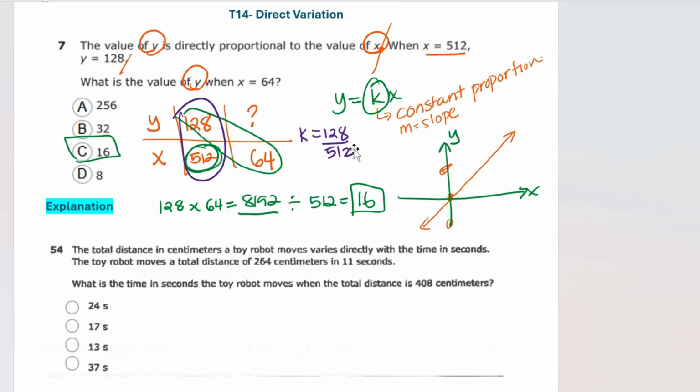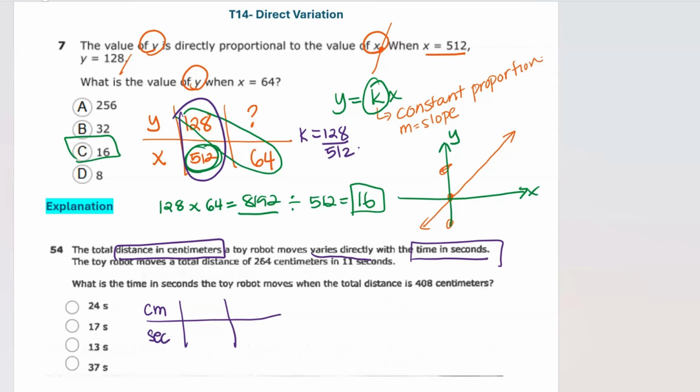Let's do question number 54. The total distance in centimeters a toy robot moves varies directly with the time in seconds. So we're comparing the distance and the time. Now I'm going to draw my table here. Again, we're comparing distance. I'll put the distance as centimeters, and my time is seconds. That's the first statement.